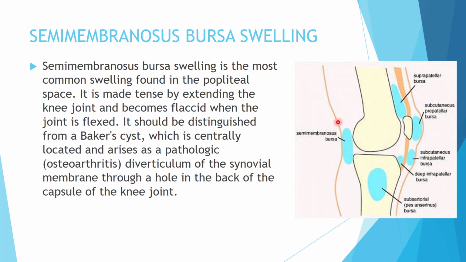So this is semimembranosus bursa. This swelling can be present in the popliteal space. It can be made tense by extending the knee joint, and it can be made flaccid by flexing the knee joint. It should be distinguished from the Baker's cyst.